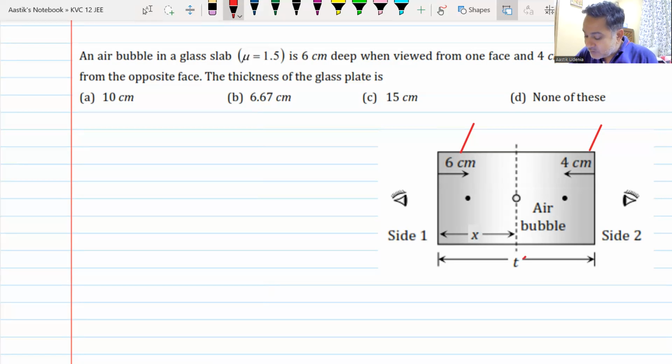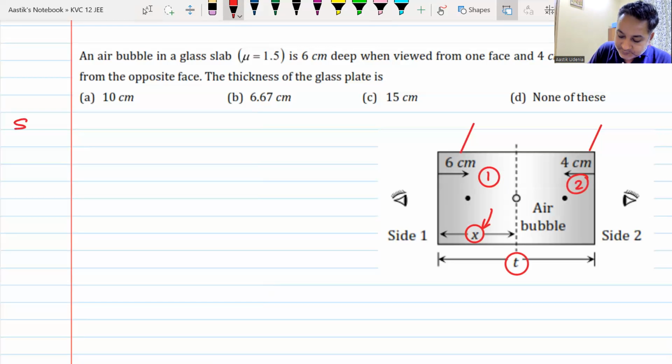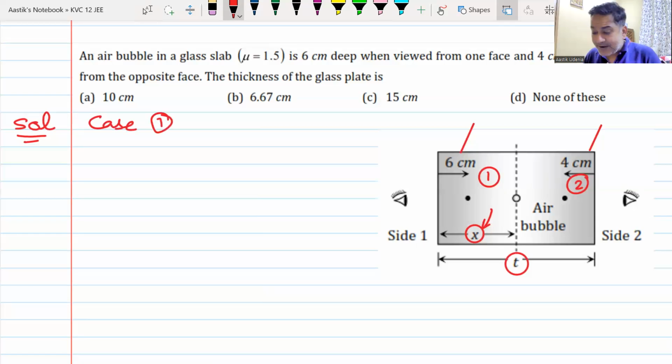Let me call the total slab thickness as T, and let me call the distance from here as X. Let me call this case number 1 and this case number 2. Now let us put it for case number 1. Tell me what is the real depth, what is the apparent depth. My apparent depth is 6 centimeters, yes or no? Yes, sir. So apparent depth is equal to real depth times mu2 divided by mu1.